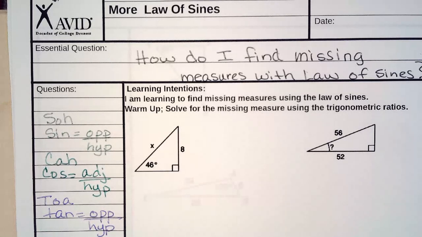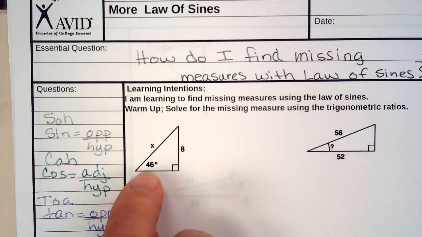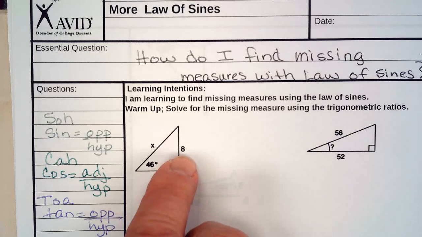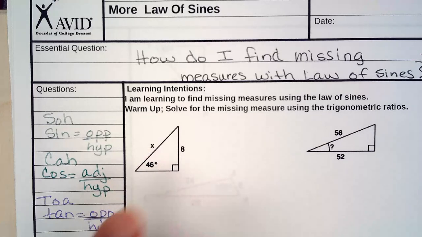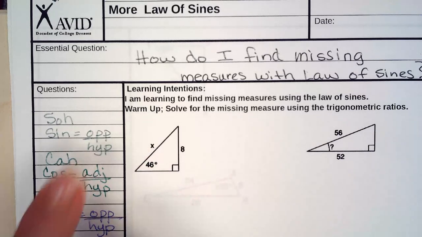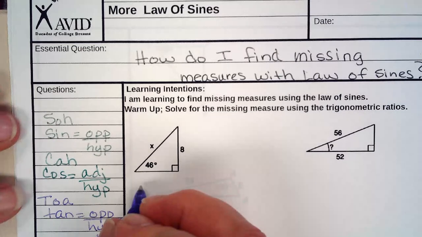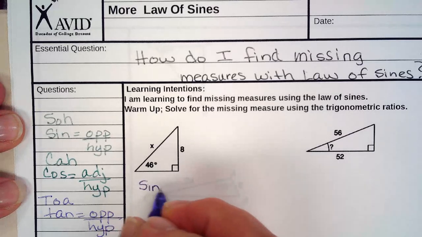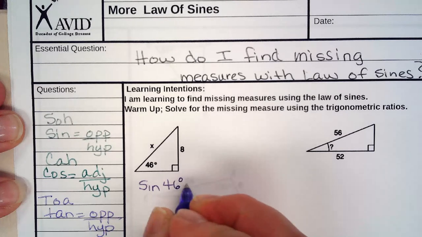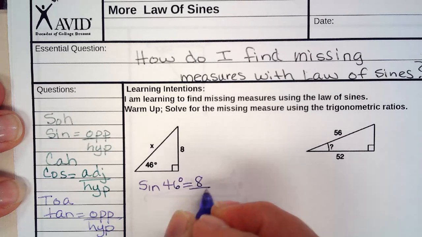Okay, so if you're looking at this, which two pieces do we have? Here's my angle, opposite, hypotenuse. Opposite and hypotenuse is sine. So the sine of 46 degrees is equal to 8 divided by x.